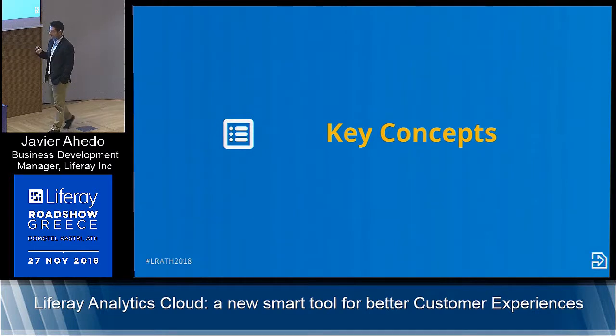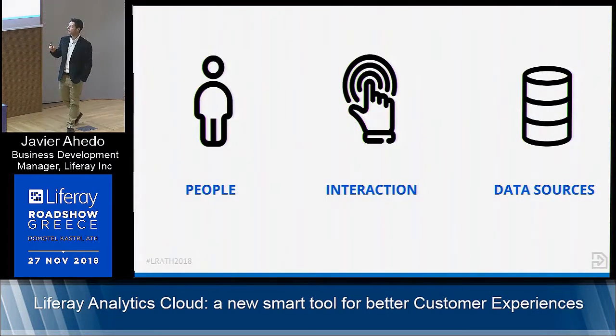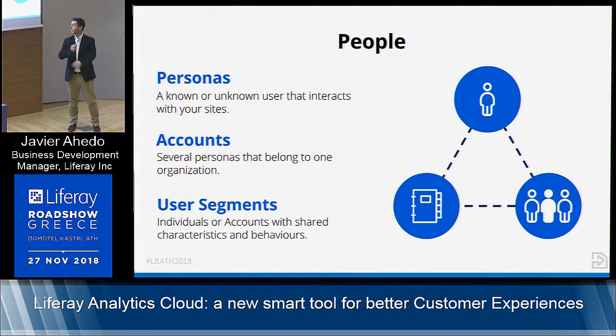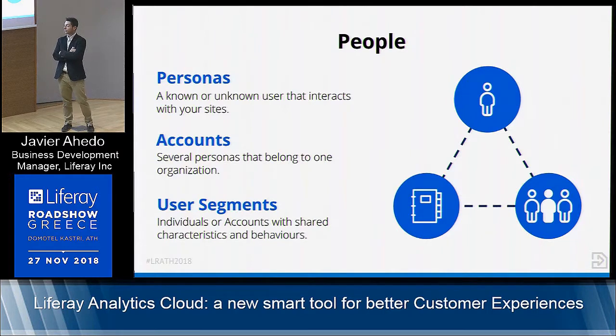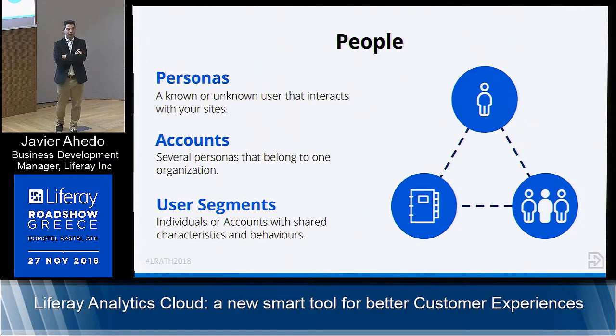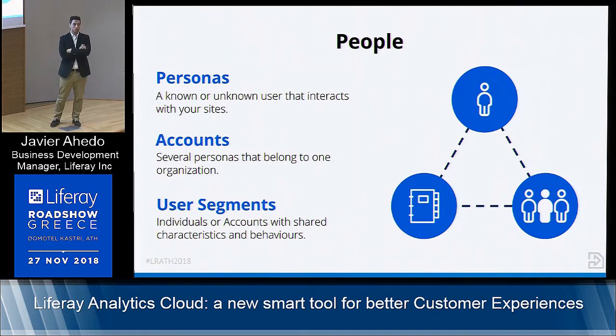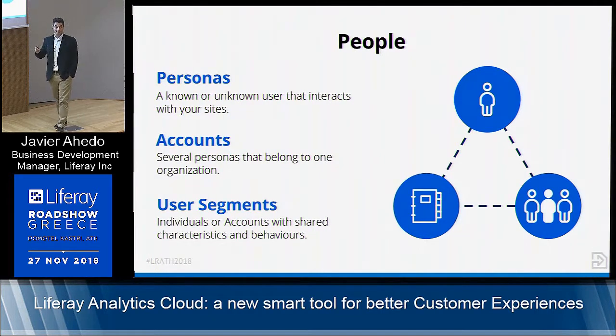So the key concepts. There are 3 main concepts here: people, interaction, and data source. Andrea told you about this before in his talk. So how do people interact with our platforms, and how can we measure these interactions? For that, Liferay is able to get and store 2 types of users, known users and unknown users. This is one of the main differences against our competitors like Google Analytics.